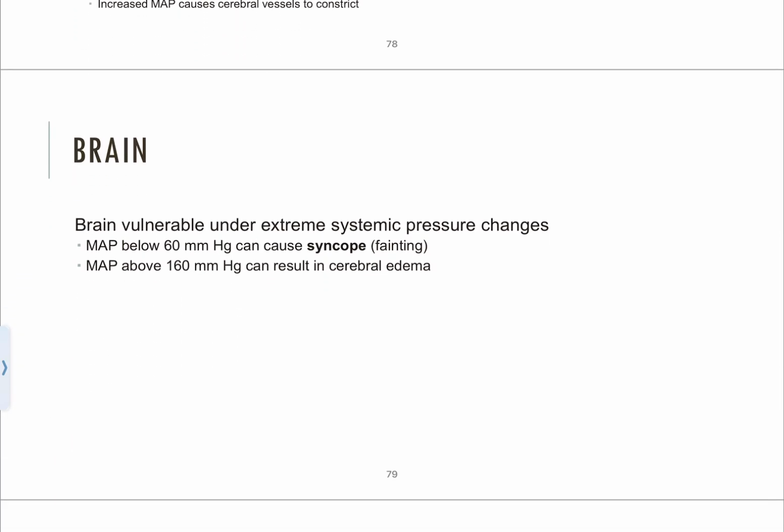So the brain is vulnerable under extreme systemic pressure changes. We can get something called syncope, which is the same thing as fainting, if our mean arterial pressure in our brain falls below 60 millimeters of mercury. If our mean arterial pressure exceeds 160 millimeters of mercury, that can actually result in cerebral edema, or swelling.